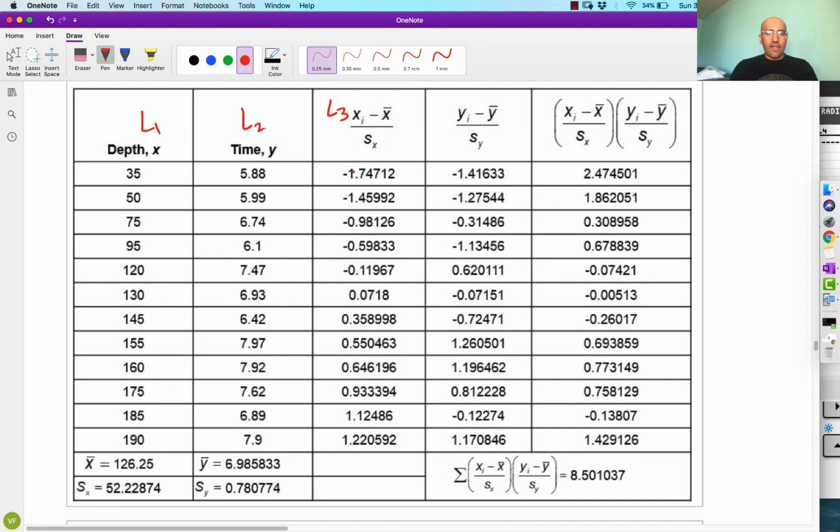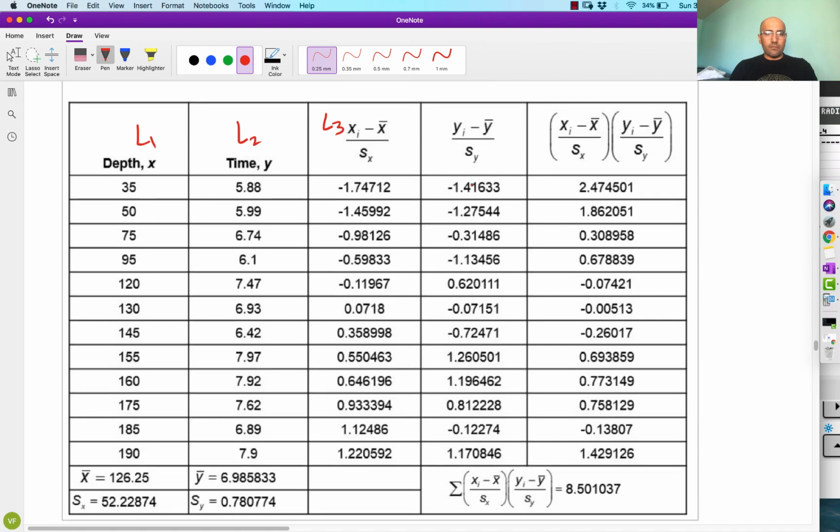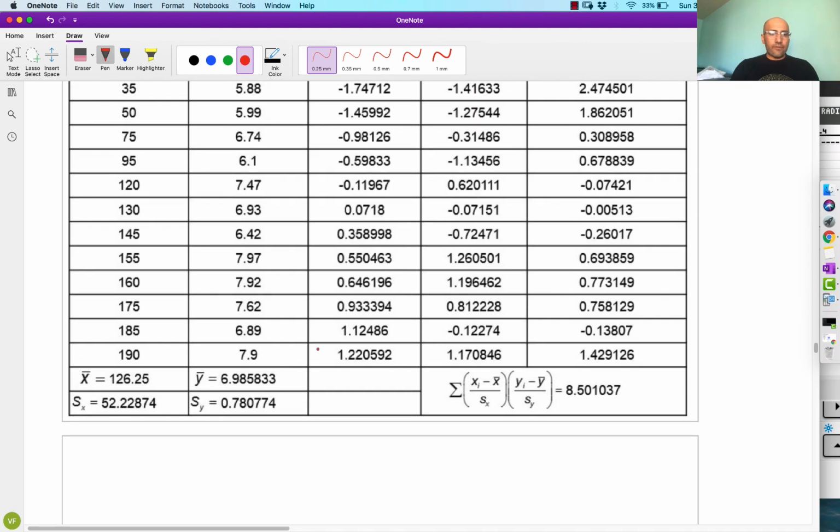For this very first value, it is the result of 35 minus 126.25, divided by 52.22874. This is equal to negative 1.74712. So all of that goes right there. And then for the next one, all that changes. In fact, let me put it in color.